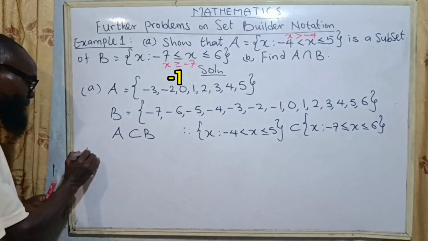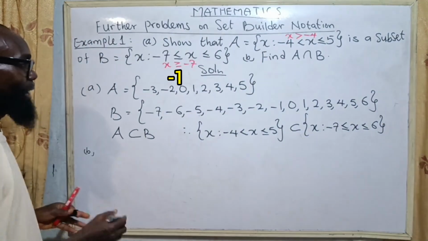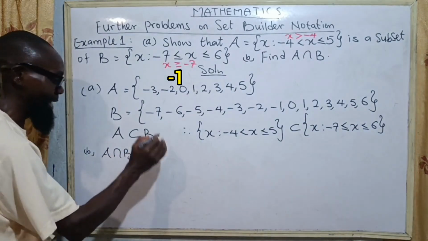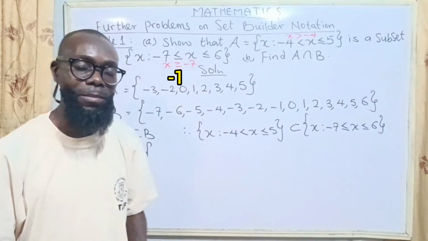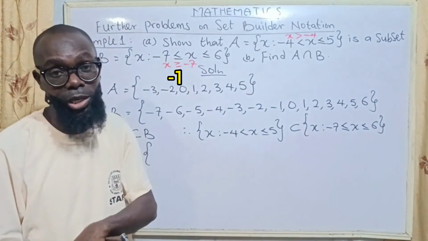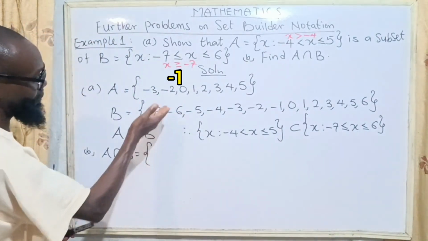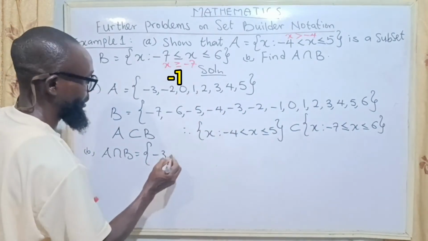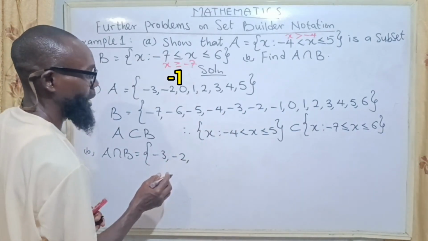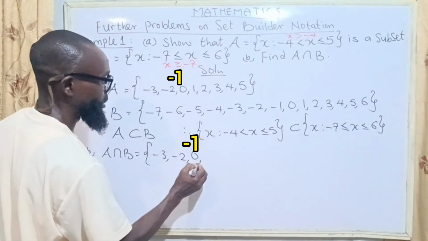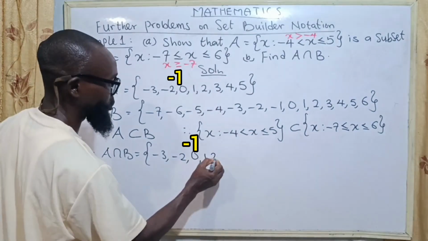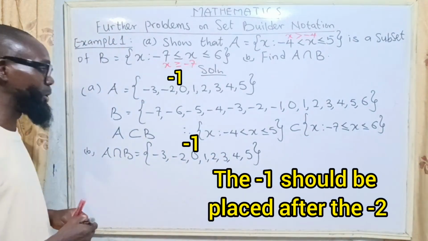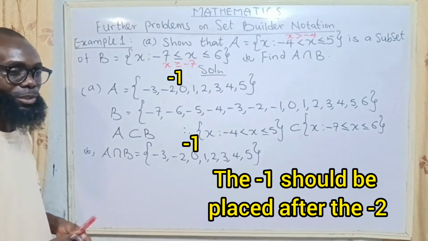So question A done. Question B now says find A intersection B. What do you mean by intersection? Intersection means what can be found in A and can also be found in B. What do you find in A and B? In A and B, we have minus 3, minus 2, 0, 1, 2, 3, 4, 5. So this is the intersection between A and B.